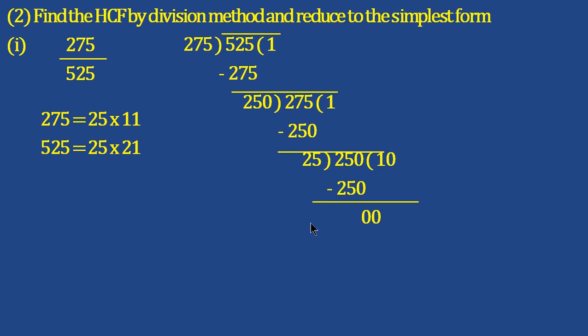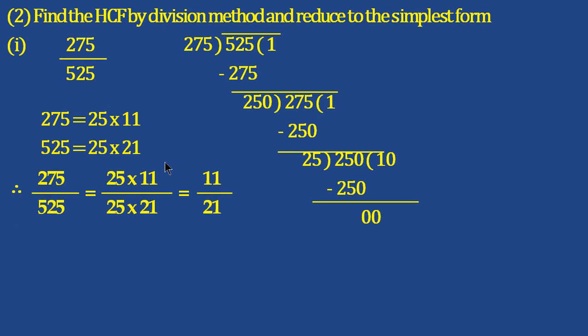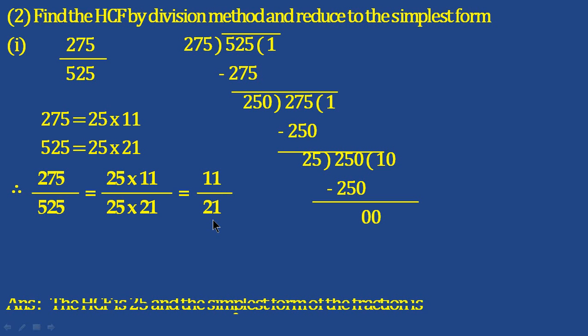Now 275 can be written as 25 into 11. 525 can be written as 25 into 21. 25 is the common factor and the leftover is 11 upon 21. So 275 upon 525 is further reduced to 11 upon 21. So the HCF is 25 and the simplest form of the fraction 275 upon 525 is 11 upon 21.